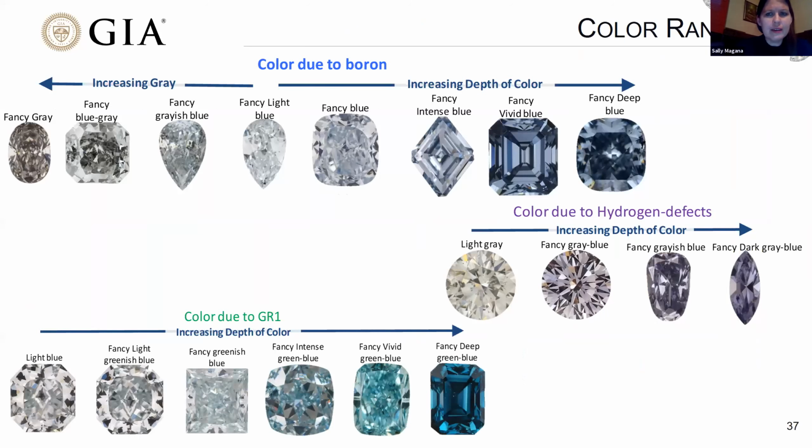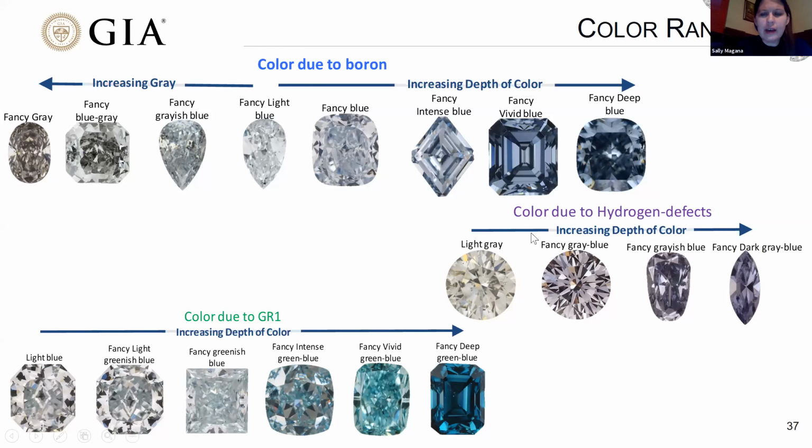This slide gives the color range that we see for all of the different causes of color. Up here at the top we have color due to boron, and we can see increasing depth of color. That's due to increasing amount of boron. We can also have increasing gray color due to increasing amount of plastic deformation. In these cool colored stones, instead of seeing an increasing amount of brown color like you would in a yellow or a pink, due to increasing plastic deformation, in blues we see it as more of a grayish coloration.